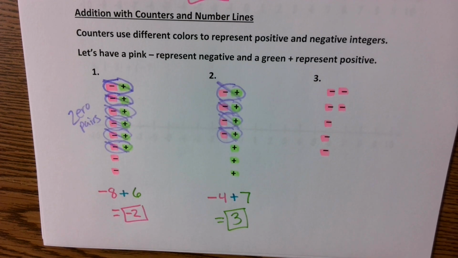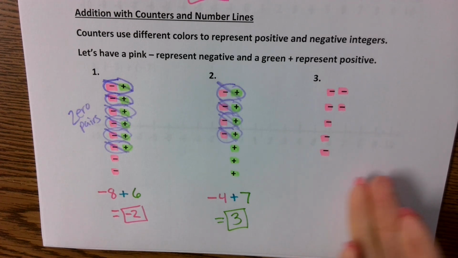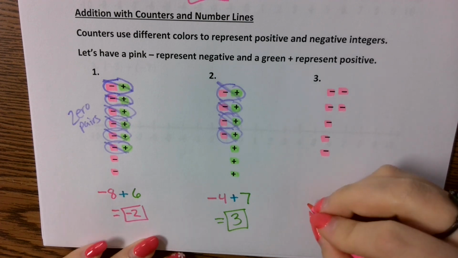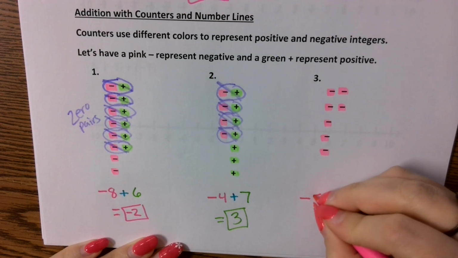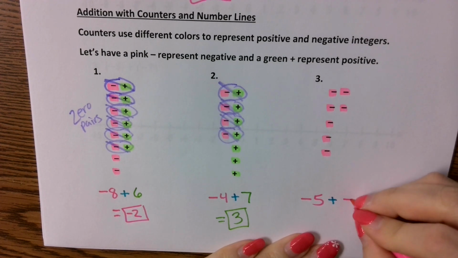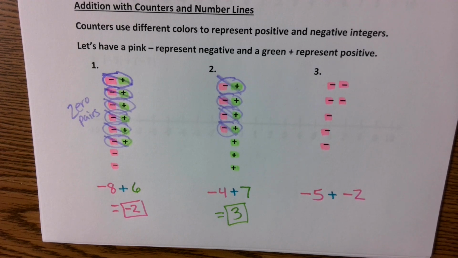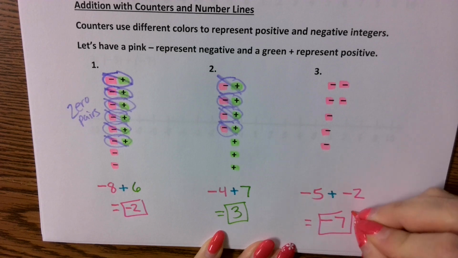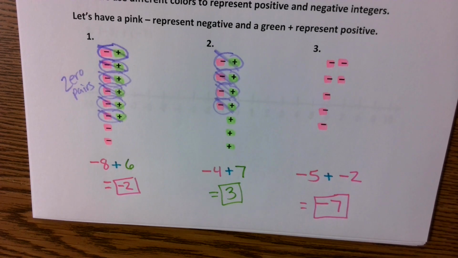Okay, what about problem number 3? What is the expression that's being modeled here? Jeremy? Good. Negative 5 plus a negative 2. Zero pairs? Do we have any? No. There are no zero pairs in this situation. So then how many total negatives do we have? Negative 7. Okay. Quick, easy, simple process.